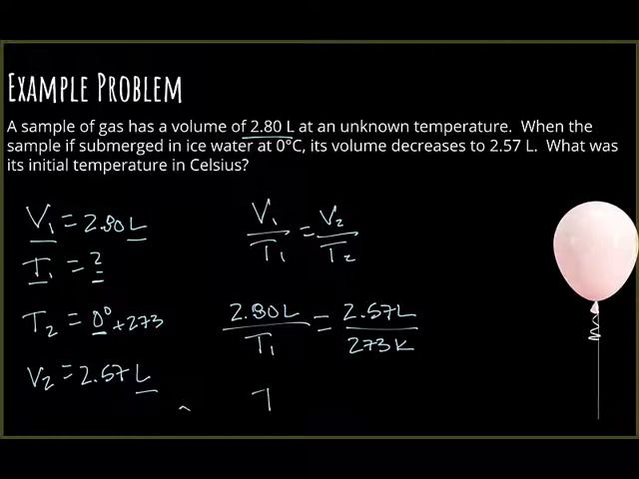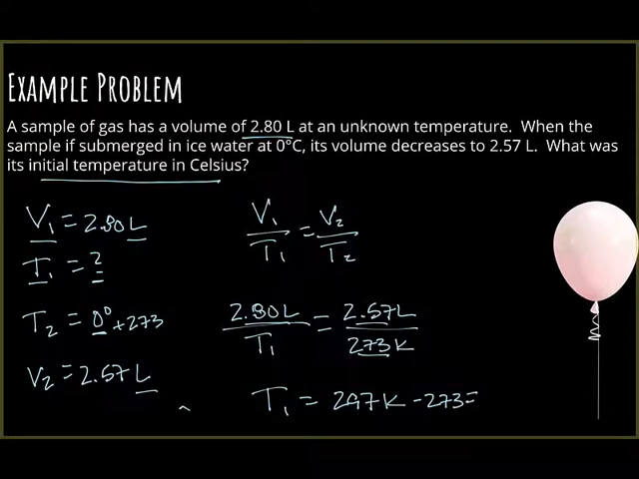Same thing here, solve for T1, and probably the easiest way is to think of it as cross-multiplying. I'm going to take 2.80 times 273 divided by 2.57, and that gives me a T1 of 297 Kelvin. Now the problem wants the initial temperature in Celsius. So to get it to Celsius, I'm going to subtract that 273 that I added originally. That leaves me with 24 degrees Celsius.